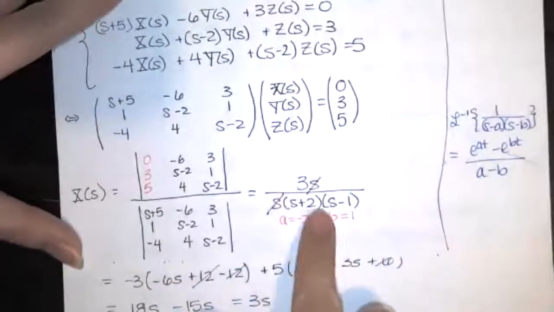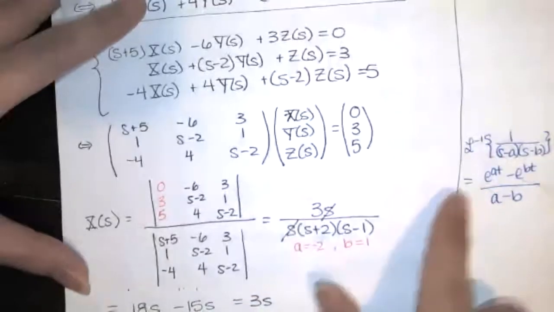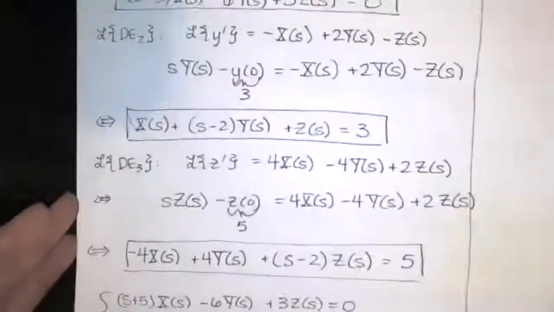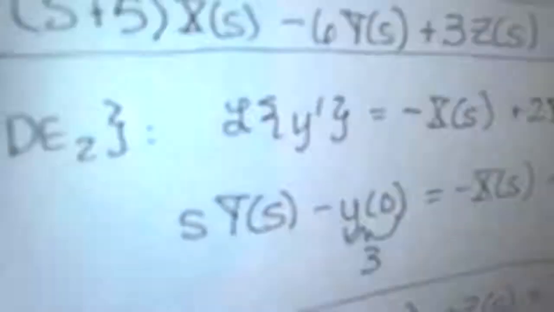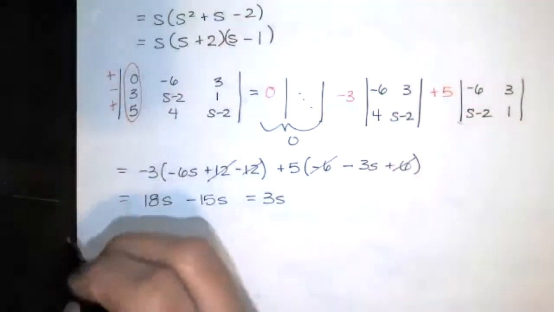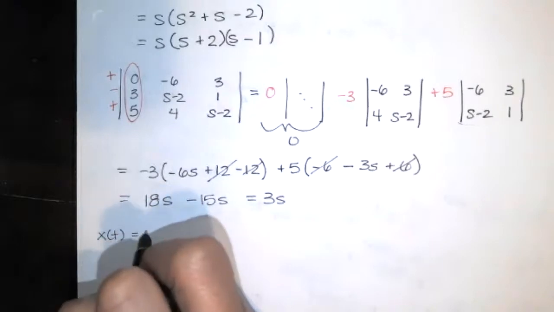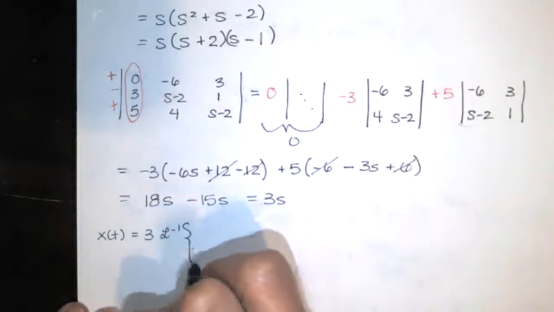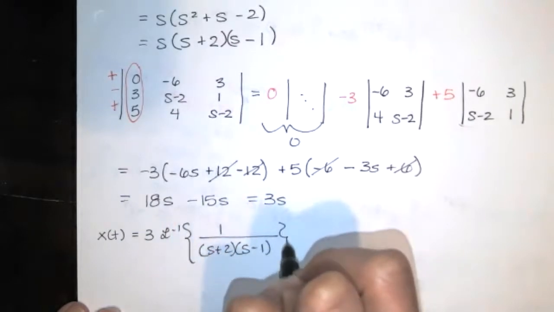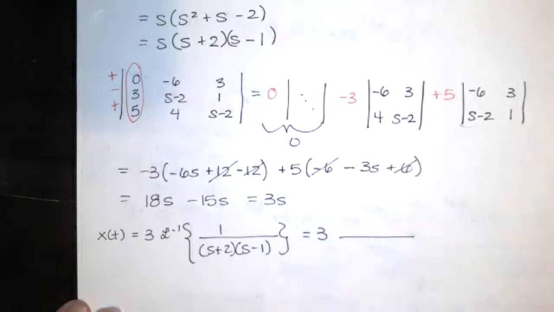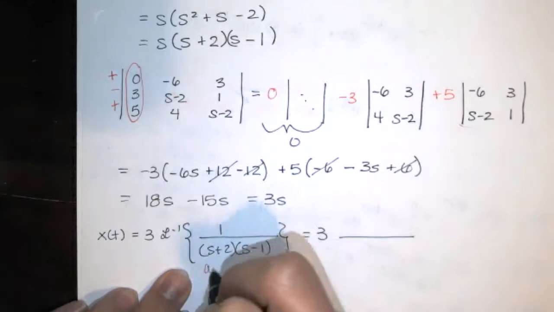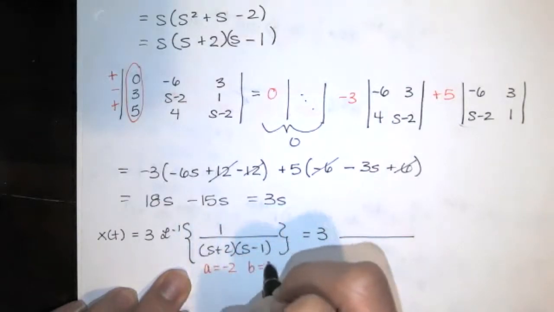So when I am going from here to my x of t, I'm going to apply that rule, and I'll factor out the 3 so that I've got a 1 in the numerator. That's the plan. That's where we're going with this. X of t is 3 times the inverse transform of 1 over s plus 2 times s minus 1. So we have 3 times e to the at minus e to the bt. A is -1, b is 1.